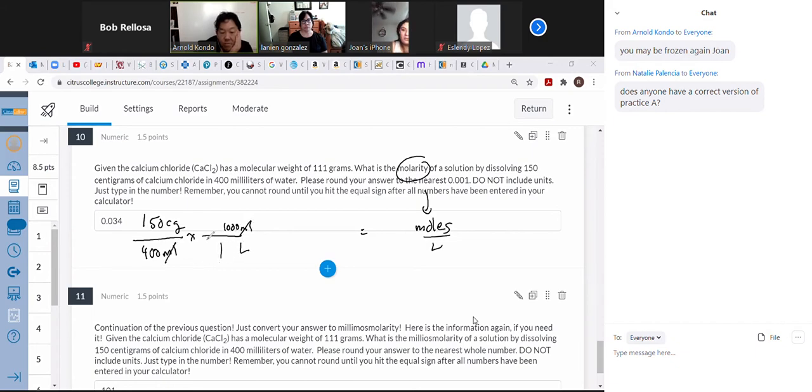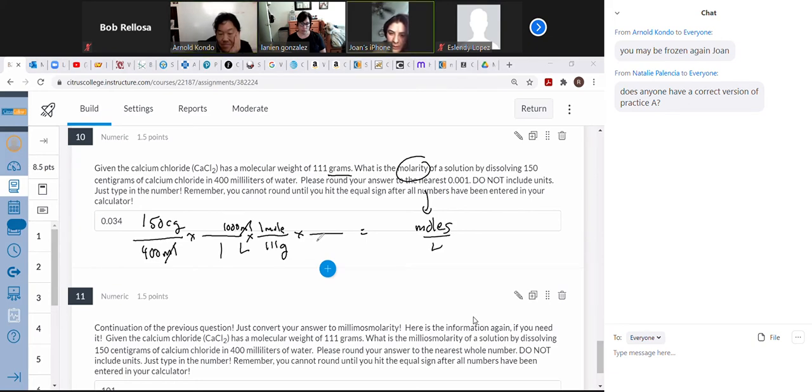So there you go, right? And then in this case, what would be the next step, Joan, to convert centigrams to moles? 1 mole equals 111 grams. Not centigrams, grams. So we got the grams in the mole, but we haven't got rid of the centigrams. So how do we get rid of the centigrams?